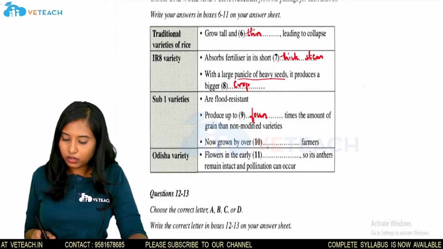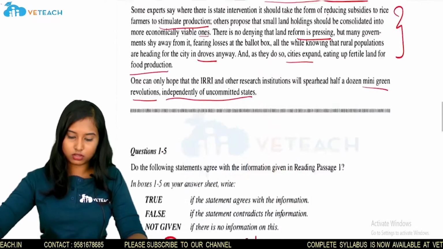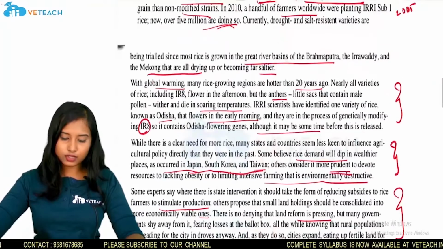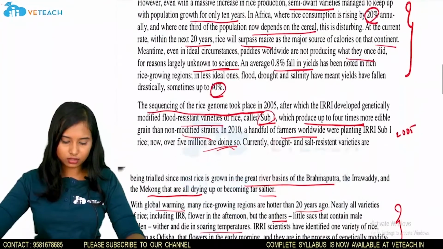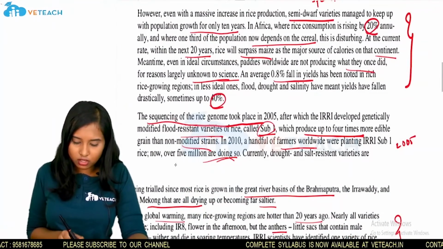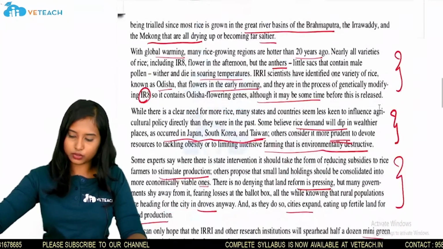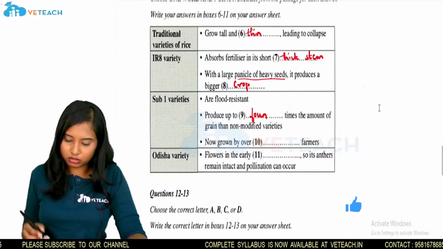Now grown by over blank farmers. And this information is given in the same paragraph, which is the 6th. It says 5 million are doing so, which makes our answer 5 million.